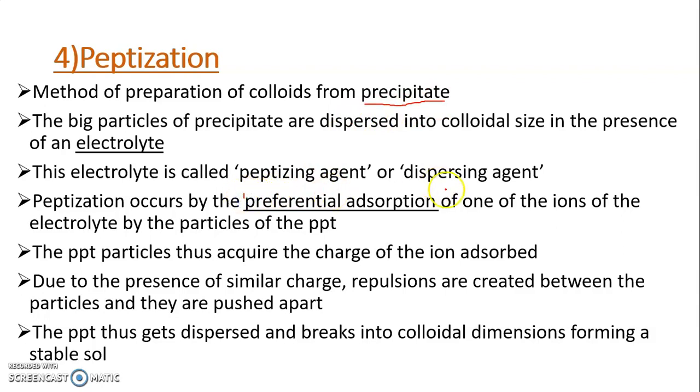So the first thing that you have to remember about peptization is that there is preferential adsorption happening and it is in the presence of an electrolyte. So these terms are important: precipitate, electrolyte and preferential adsorption. So the precipitate particles thus acquire the charge of the ion adsorbed. Due to the presence of similar charge, repulsions are created between the particles and they are pushed apart. The precipitate thus gets dispersed and breaks into colloidal dimensions, forming a stable sol.